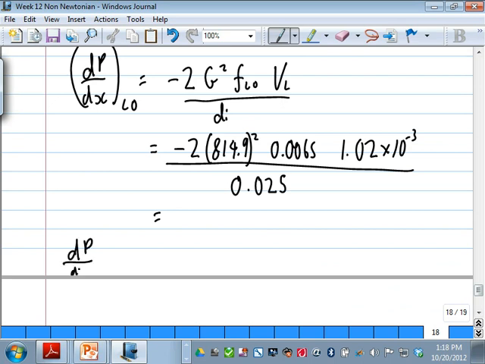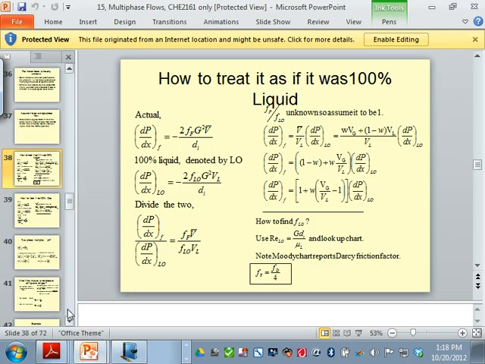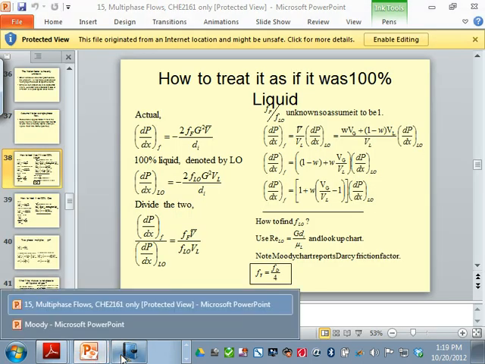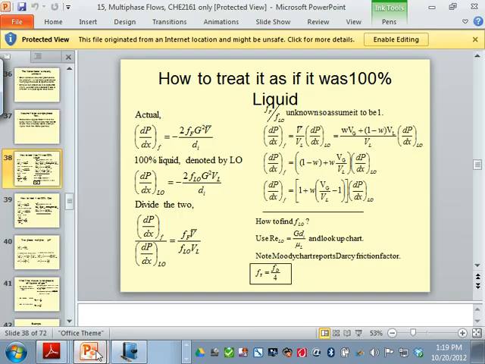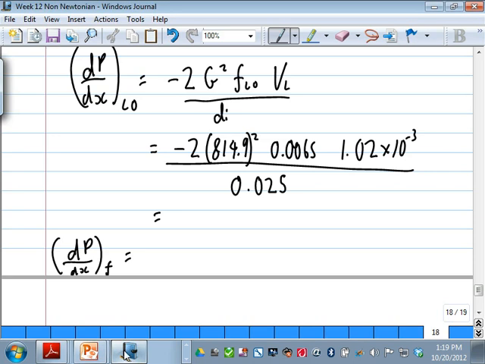Once you've done that, the next step would be to calculate dP on dx for the system. All right, for the multi-phase system, I think they put F equals 1 plus dg over VL minus 1.